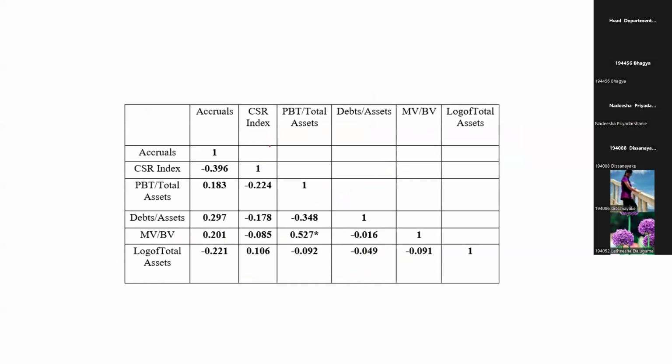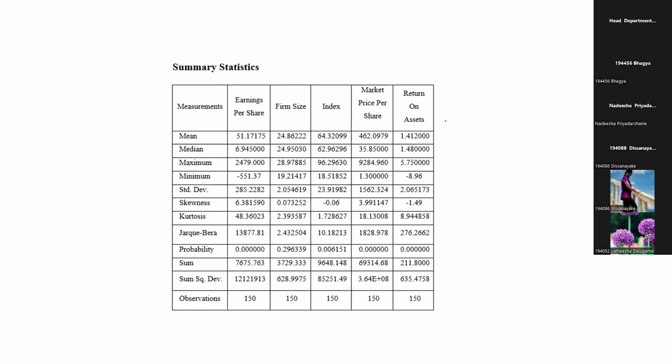Right. Again, one of the examples, this is a table. However, there is no table number or table title, and if there is any source, we should mention the source. Right. So be mindful about those things. Right. It says summary statistics, but there is no table number.